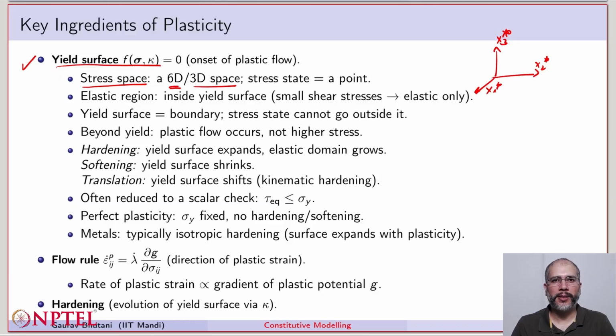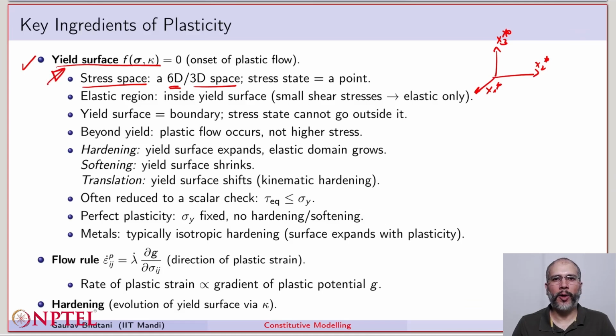Now for a given material, there is some region in this stress space where the state of stresses will result only in a pure elastic deformation. If the stress is very small, then it will be an elastic deformation. And then as you increase your stress, there is a boundary to this region, and this boundary is called the yield surface.